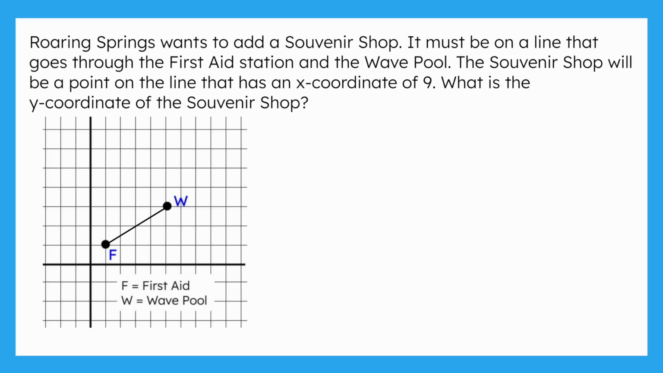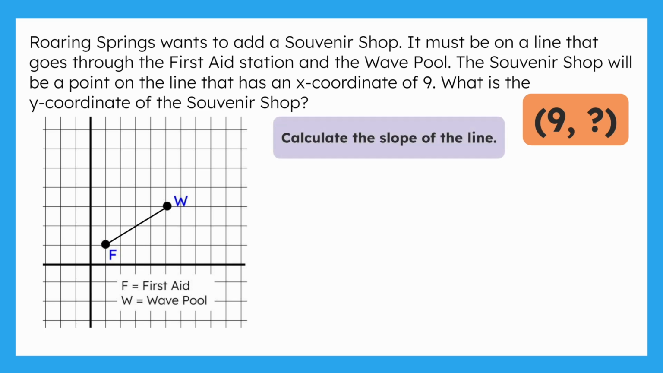Quick review before we start. In a coordinate pair, which is x and which is y? That's right, the x value is the first number in the pair, and the y value is the second number. So we know the first part of the point is 9, but we don't know the second value. We'll start by figuring out the slope between point F and point W. You've got this part. Pause and determine the slope now.